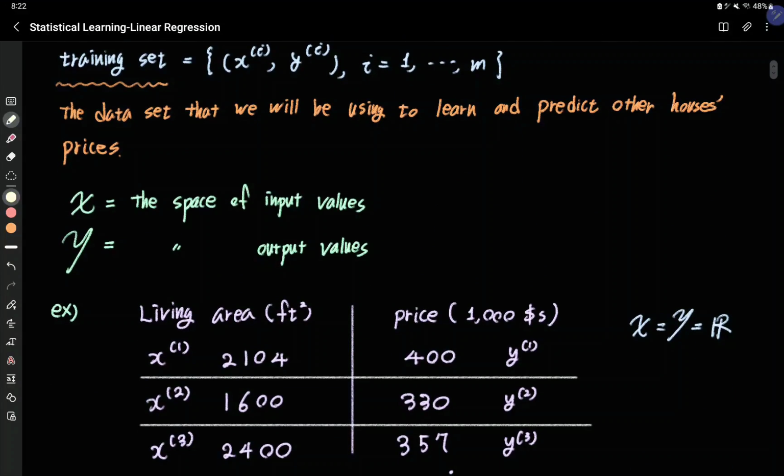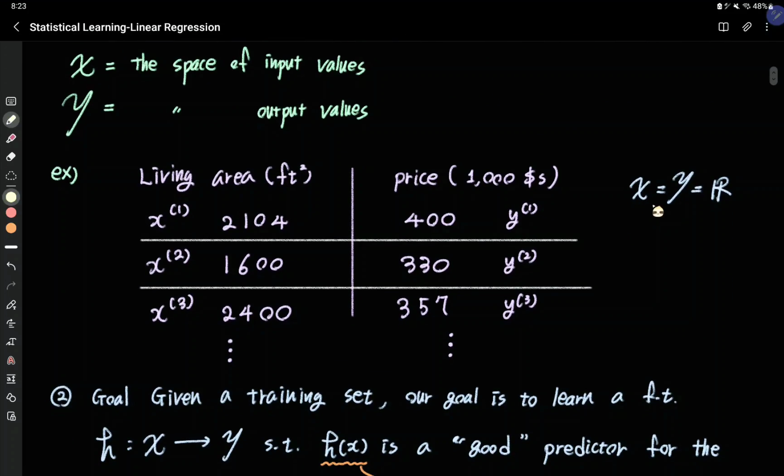The capital script X represents the space of input values, and the script Y represents the space of output values. But in this problem, the output value is a house price, which is a number, right? And the input value is also a number, like the living area or the number of bathrooms. So in these problems, both spaces are the real numbers, the set of all real numbers.